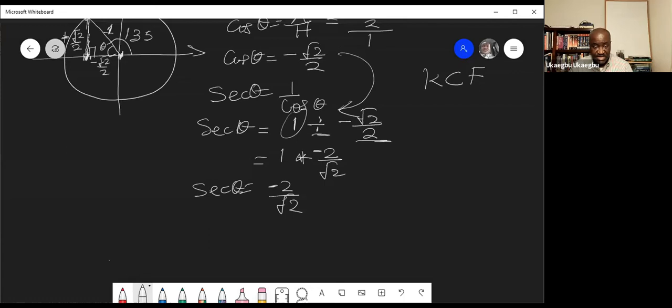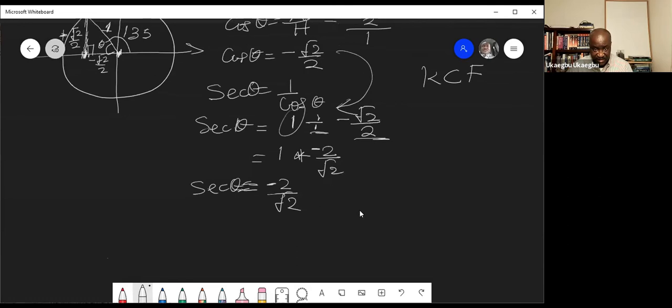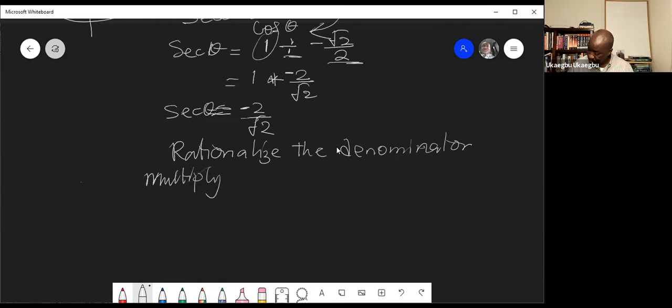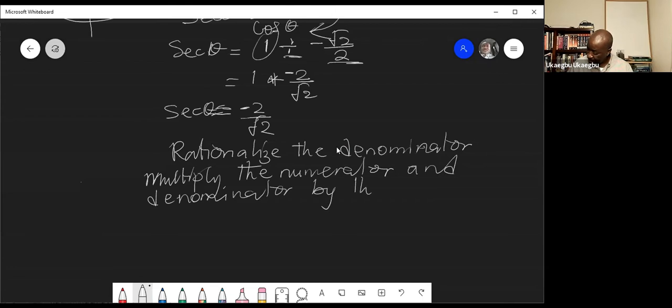So the question becomes, how do you rationalize the denominator? Let's do that very quickly. Who wants to help us? How do you rationalize the denominator? I need help. Okay, so, I'll put it as a statement, to rationalize the denominator, we are going to multiply the numerator and denominator by the denominator.